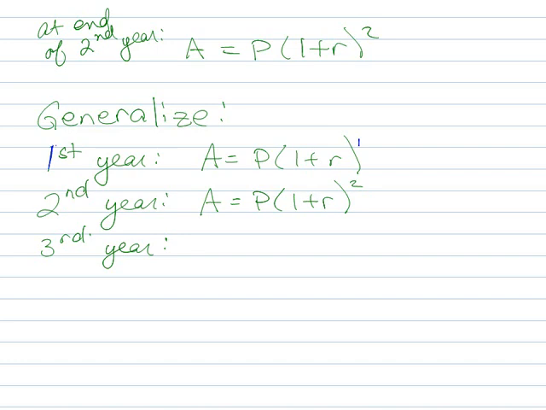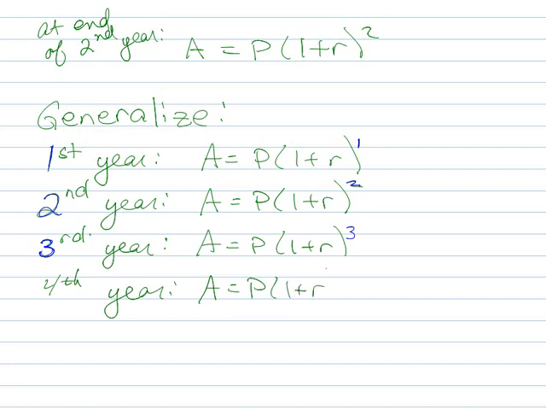All right, at the end of the first year, at the end of the second year, you there yet? At the end of the third year, what are you guessing? P times 1 plus r to the, get it? Can you get it? 3. So at the end of the fourth year, I would owe p times 1 plus r to the 4, at the end of the fourth year.